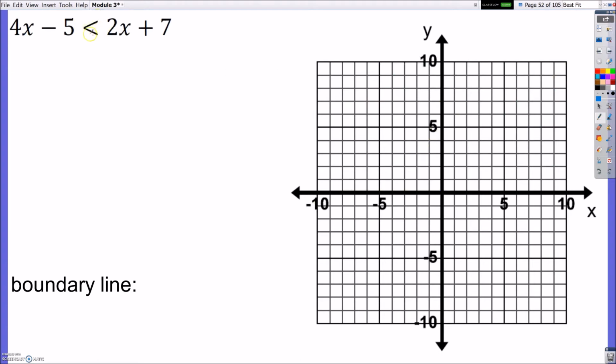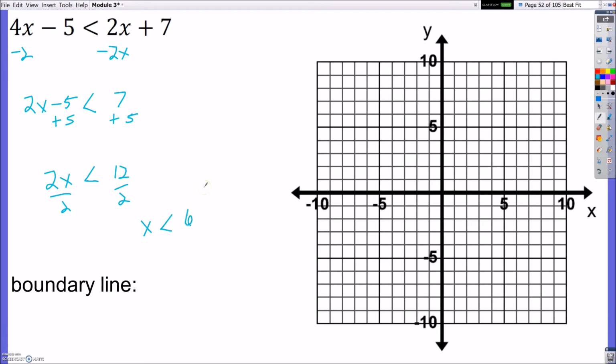I want you to notice this does not have a less than or equal to sign. It's just less than. This is also one of those special case scenarios, and you can tell because I don't have any y values. It's only going to be an x value. So to solve this, I subtract 2x on both sides. This will give me 2x minus 5 is less than 7. I then add 5 on each side, and this would give me 2x is less than 12. Then I divide both sides by 2 to get x is less than 6.